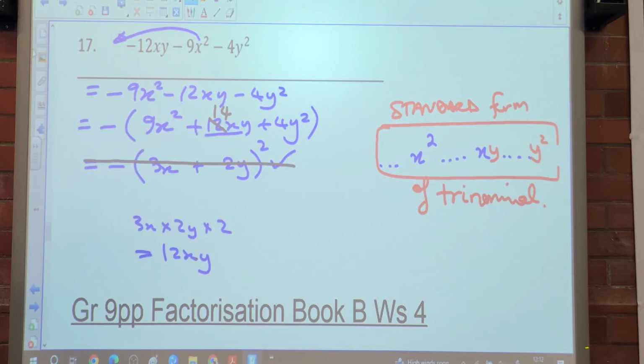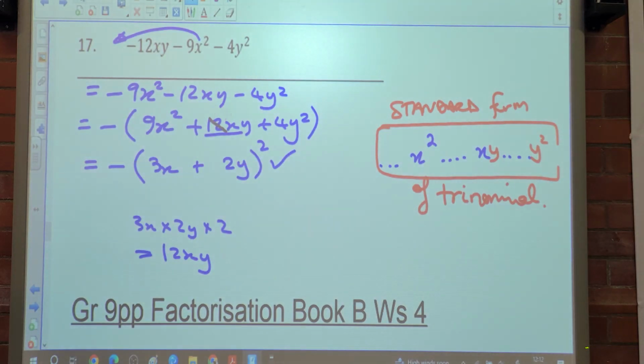Okay. Any other confusion, people? Alright, so that basically brings us to the end of Book B, Worksheet 4. Did you have to do 5 as well? No.